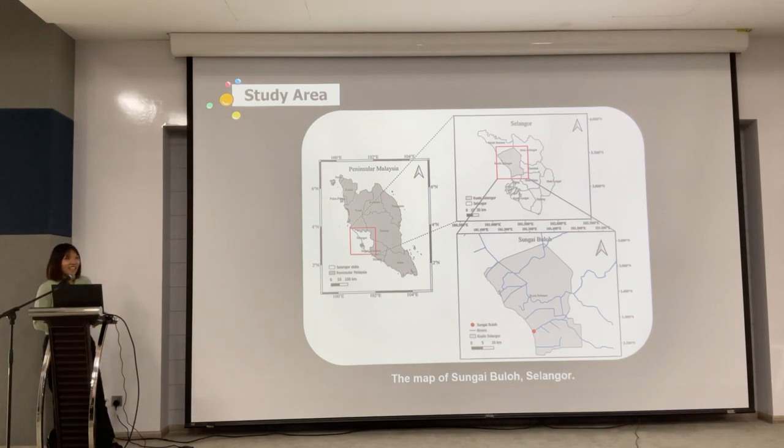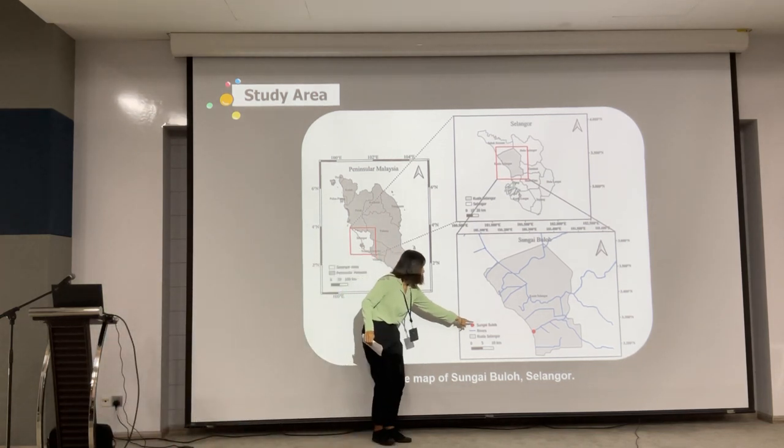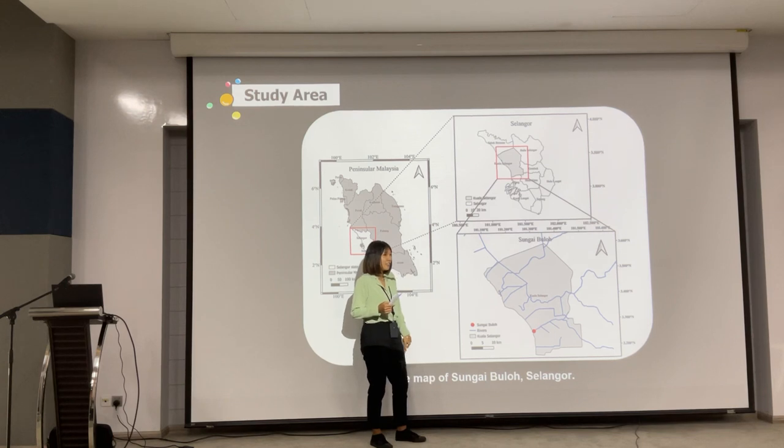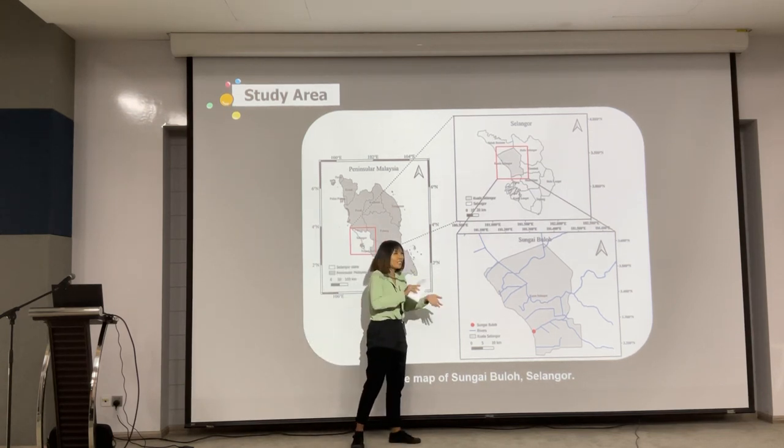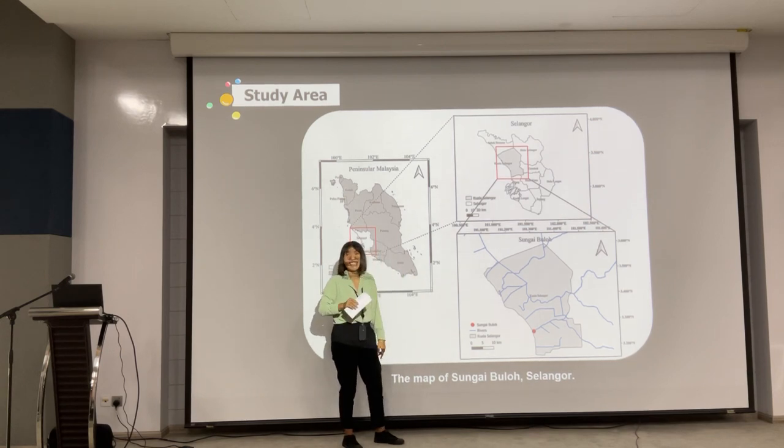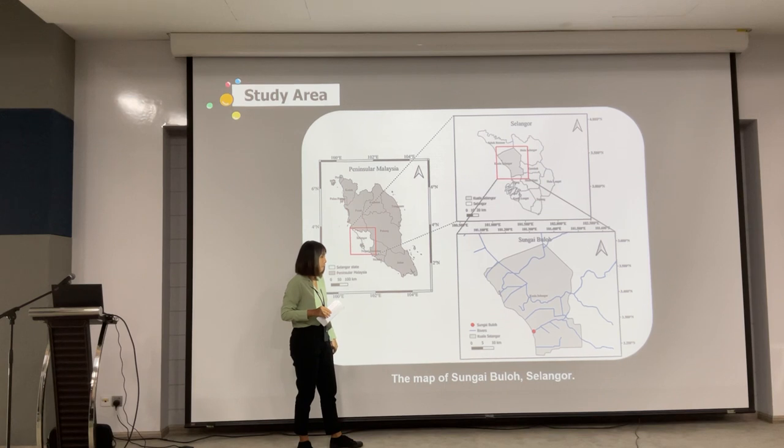Why is there a map with many rivers? Because the river is for the whole Peninsular Malaysia. So because your sampling location is here, why don't you zoom in more, just focusing on this river, and discard all the other rivers, otherwise it will be confusing. So you just focus on Sungai Buloh. Yes.